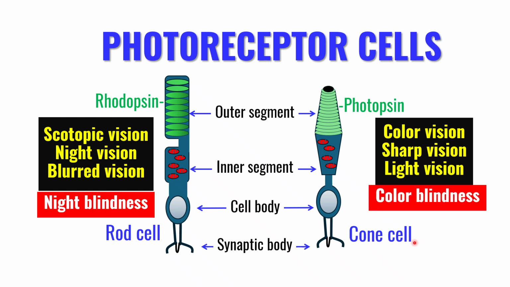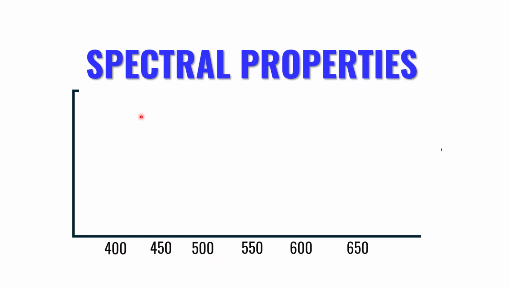So basically, in order to understand phototransduction in both cells, we have to understand the spectral properties of these cells in the next slide. It is important to understand the spectral properties of these cells. For example, cone cells are of three types.